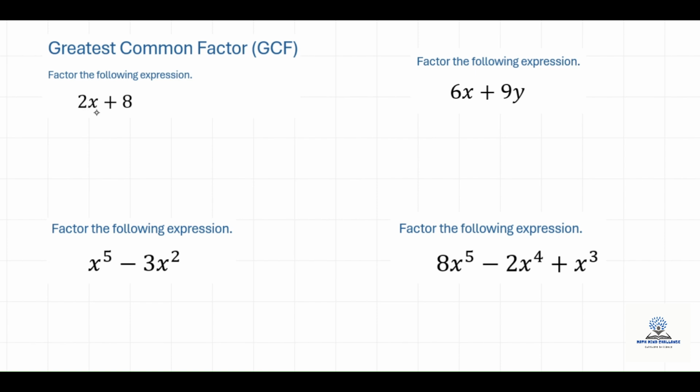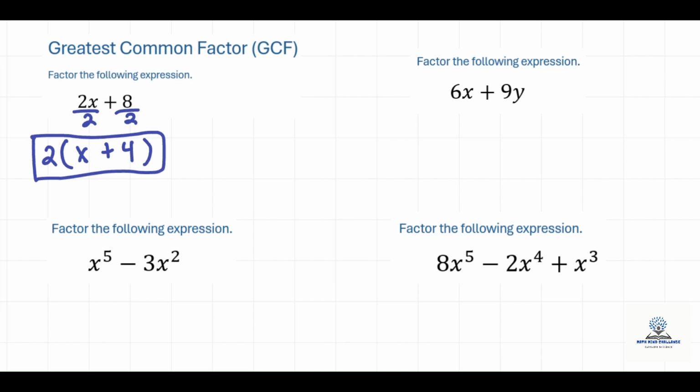So in this first example, 2x plus 8, 2 divides each term evenly. What that means is I can take a 2 out and then create a multiplication problem. To figure out what goes in that set of parentheses, we divide by 2. So 2x divided by 2 is just x, and then 8 divided by 2 is 4, and it's positive 4. And this is factored by taking out a greatest common factor.